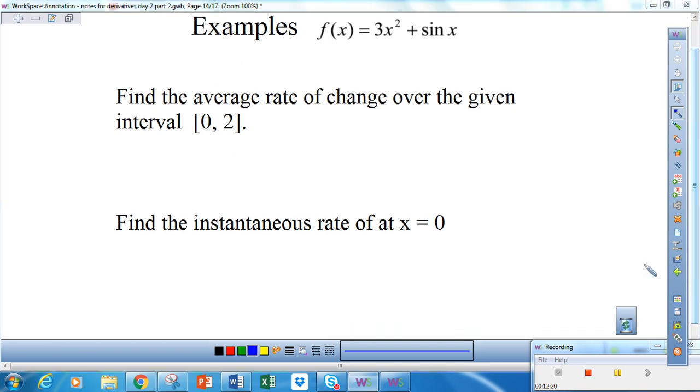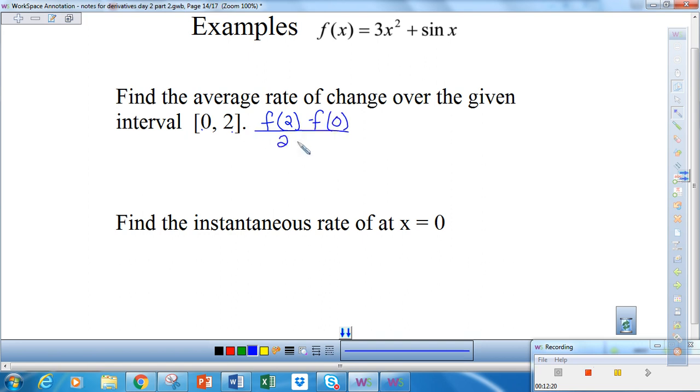We want to find the average rate of change and the instantaneous rate of change. So the average rate of change is going to be f of 2, because we're finding the average rate of change from 2 to 0, minus f of 0 all over 2 minus 0. So to find f of 2, I simply substitute 2 in for x. So that gives me 3 times 2 squared plus sine of 2. And 2 squared is 4, so that's 12 plus sine 2.